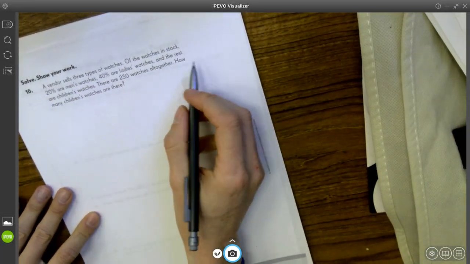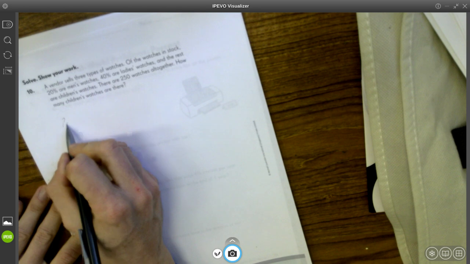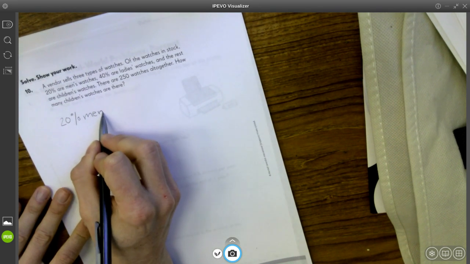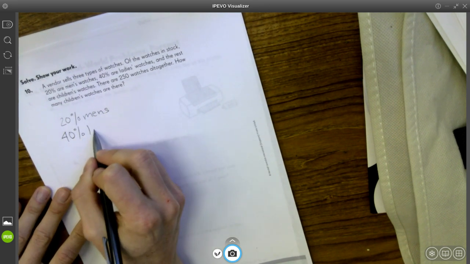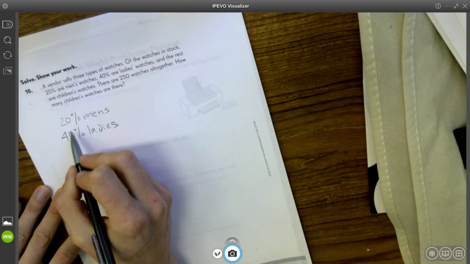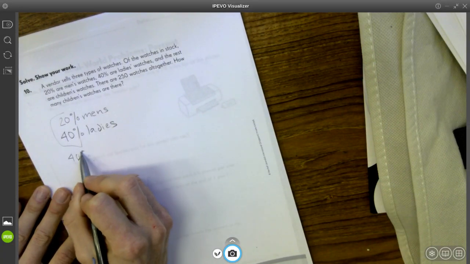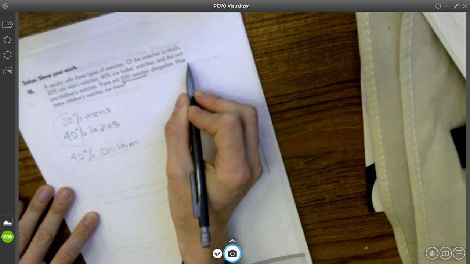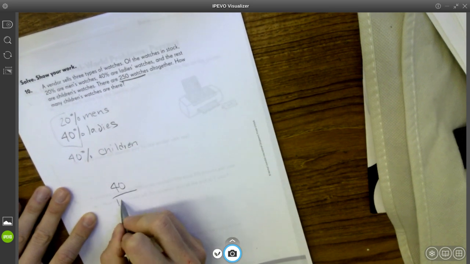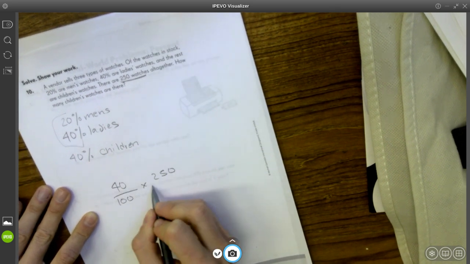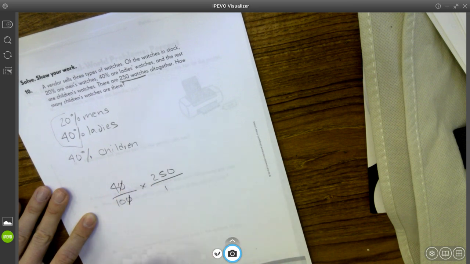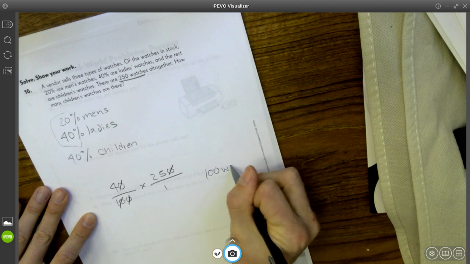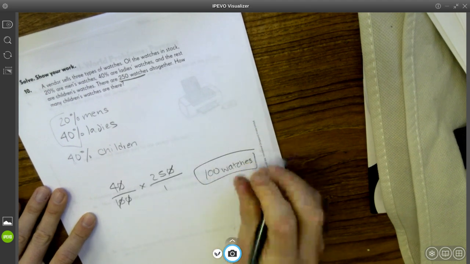All right, and last one here. A vendor sells 3 types of watches. Of the watches in stock, 20% are men's, 40% are ladies, and then, so this is 60%, so 40% are children. There are 250 watches altogether. How many watches are children? 40% of 250. This is 4/10. This is 25 over 100. So 100 watches are children's watches.